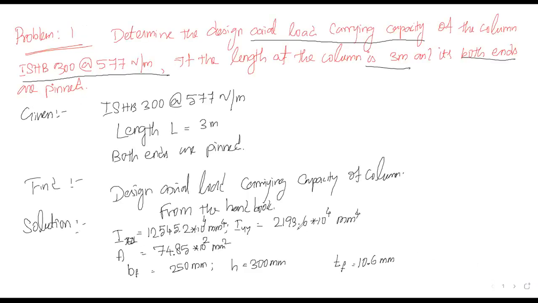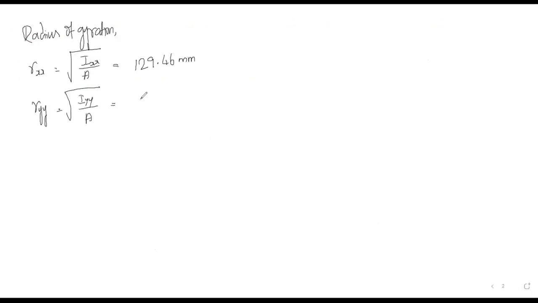Next, for Iyy, that is the ryy value we need: root under 2193.6 into 10 to the power 4 divided by the area, then the value becomes 54.13. So they have given the values of rxx and ryy. Next, we have to find out the buckling class. So this is an I section.